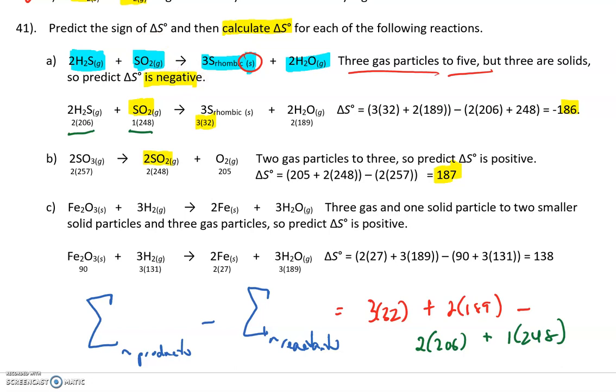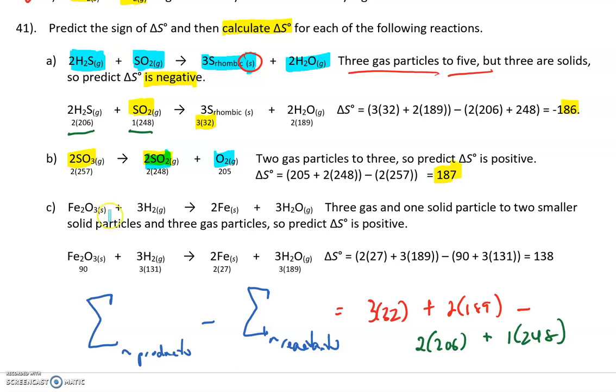In part B, we've got 2 molecules of sulfur trioxide, but on the product side, we're going to 3 total molecules, and they're all gases, and that means our disorder is going to increase. Totally works because we got positive 187.